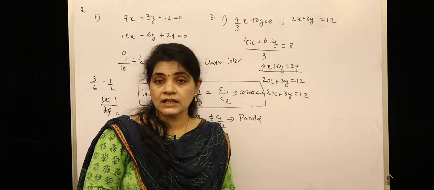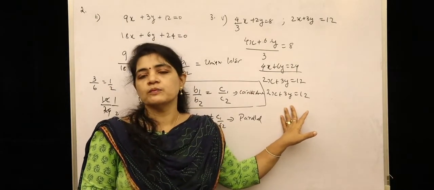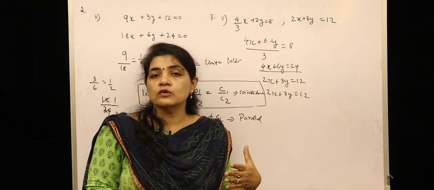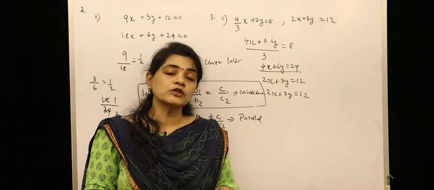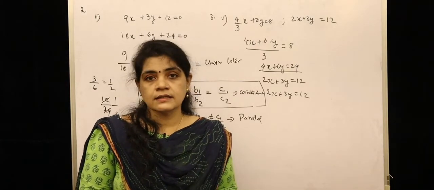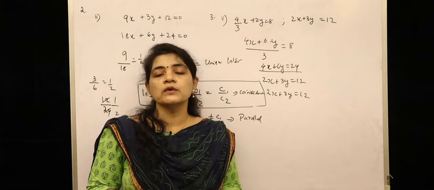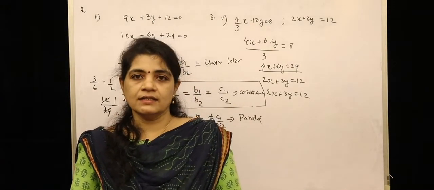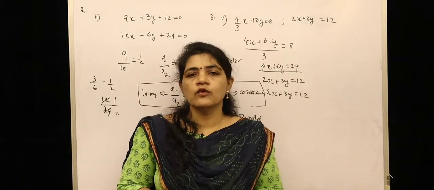Here also children, 2 by 2 ratio 1, 3 by 3 1, 12 by 12 1. Here also all the three ratios are the same. That means this pair has infinitely many solutions. For infinitely many solutions and for unique solution, that is A1 by A2 not equal to B1 by B2, we will say this is a consistent system. This pair is said to be consistent. So by comparing only you can say whether it is consistent or inconsistent. Yes children, this is all about the first, second and fourth question.